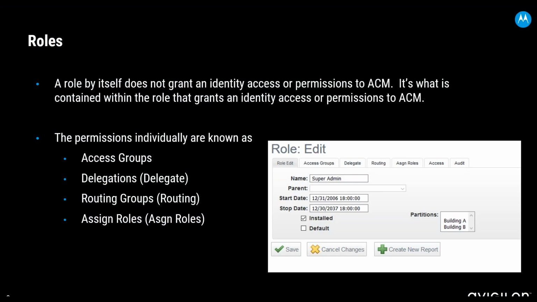Okay, so let's dive in here to roles. When we talk about roles, we need to start out by talking about what a role is. Something to keep in mind is that a role by itself does not grant an identity access or permissions to ACM. It's what's contained inside the role that actually gives the identity permissions to ACM. Those individual permissions contained within the role are, of course, access groups, which is probably what you all use most in your roles. Then, of course, delegations, routing groups, and the ability to assign roles to other identities.